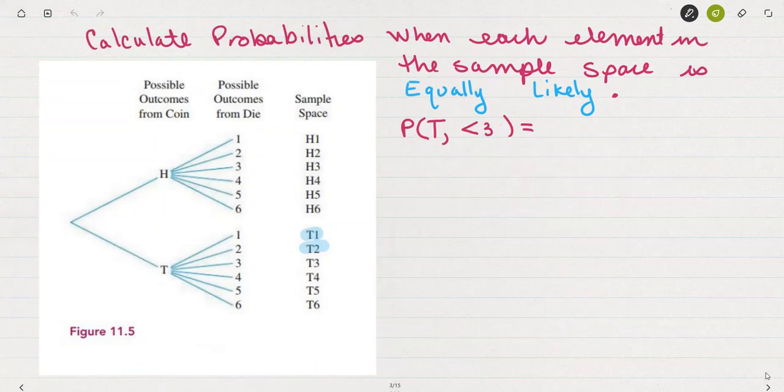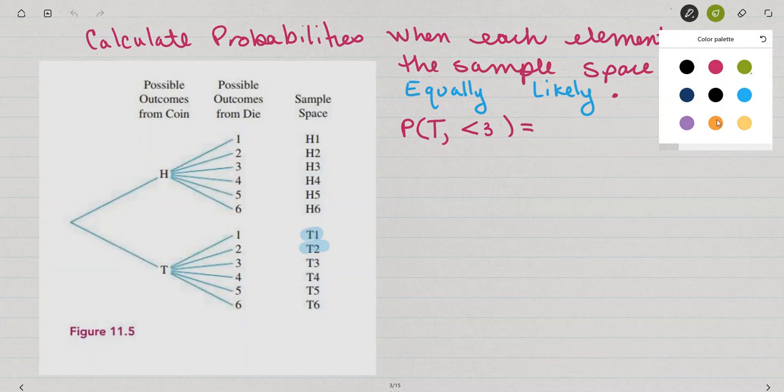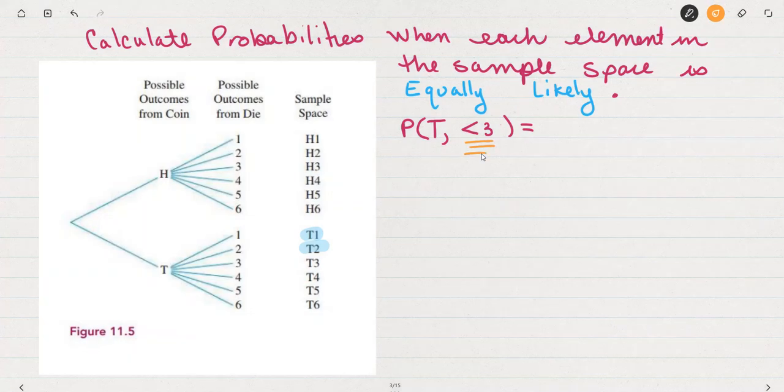What's the probability of getting a tail on the coin and then a number that's less than 3? A number that's less than 3 would only be a 1 or a 2. A 1 or a 2 are the only 2 numbers less than 3. So it looks like out of our sample space of 12 total elements, there are 2 that are favorable, where there's both a tail and a number less than 3.